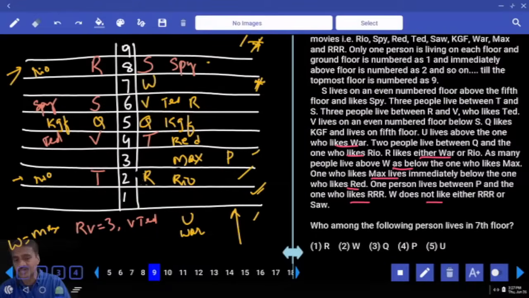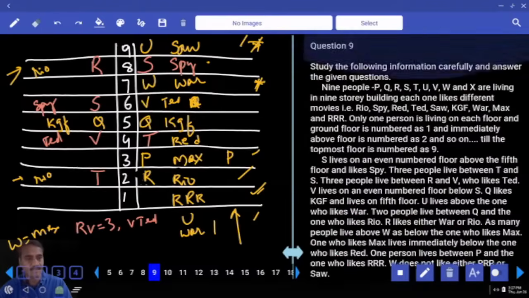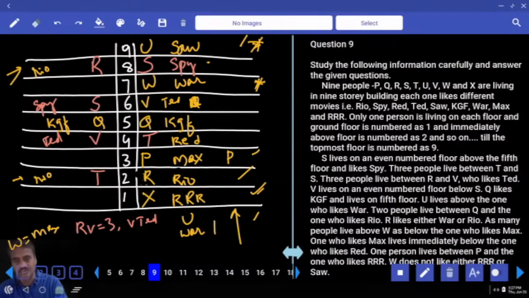P cannot be on the top floor. Then where should this be? P must be on the 3rd floor. Now this is triple R. Then what else is left over here? And SA. And W does not like Psi as well. Psi is here. Then if Psi is here and only one more is left over, that is war. W likes war. And if W likes war, then U is above this war. U is here. And if U is here, who is the person left over? X must be on the ground floor.